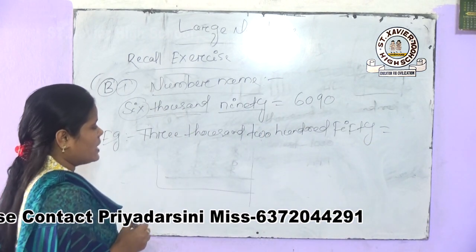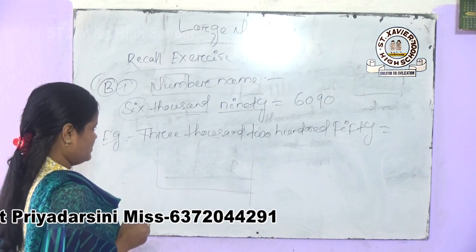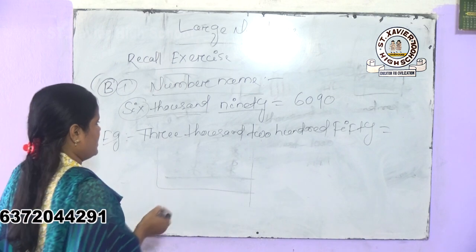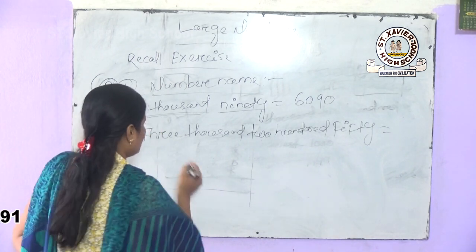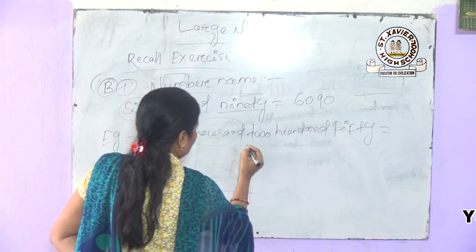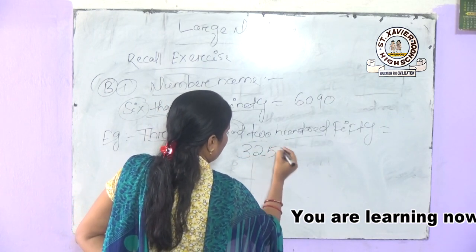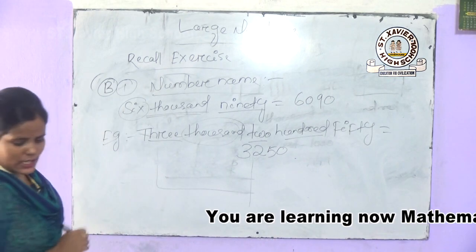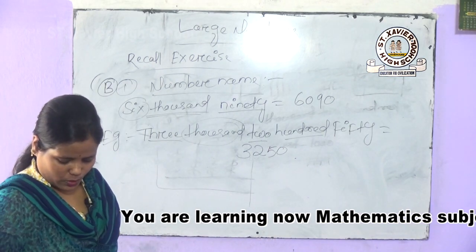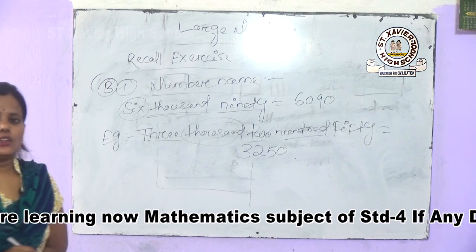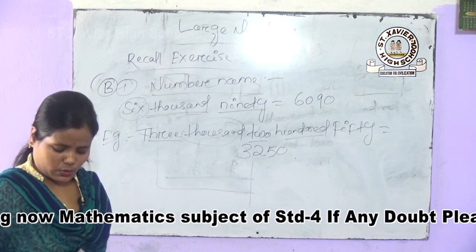The 3250, this is given in words, so we can write it in number as 3250. 3 is in your thousands place, so 3000, 2 is in the hundreds place, 200, then 50. There are so many questions in your book, and there are some extra questions I have already given in your holiday homework. You just have to solve these questions.